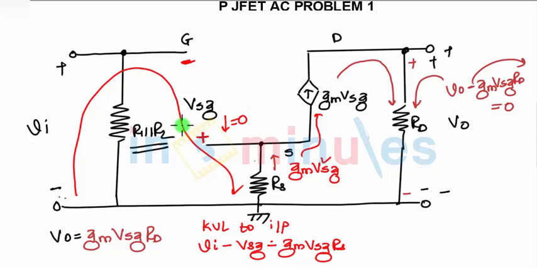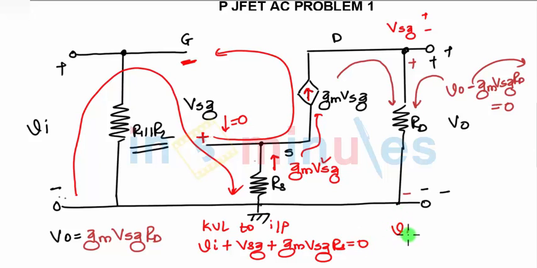Why? How to identify? See, the current flows from the positive to the negative side in this direction. Initially I had written VSG as positive negative, but how to cross check? See the direction of current. Since the current is moving from positive to negative side, this will be negative positive, so this becomes positive, and since we are going in the direction opposite to the flow of current, this will become positive, equals 0. So the final expression for this will be VI equals minus VSG minus GM VSG into RS.